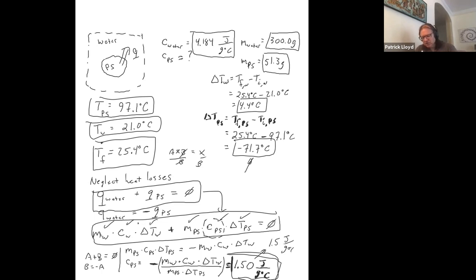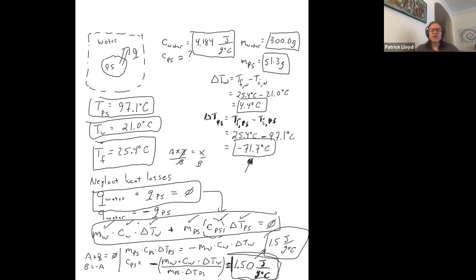Okay, so practice this one. You get to go through all of the numbers and everything. Again, the change in temperature for one of them is going to have to be negative, and the change in temperature for the other one is going to have to be positive, right? Because if one is cooling and the other is heating, cooling is a negative temperature change and heating is a positive temperature change. And there you go.